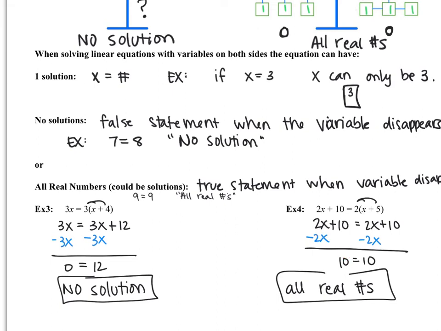My variables disappeared, but this time I have a true statement because 10 and 10 are equal, which means all real numbers, which means that x can be anything. Which also kind of makes sense because here I have 2x's and 2x's, and on both sides I'm adding 10. So no matter what x is, this equation will also be balanced. It's really important with these type of equations that you balance your variables before trying to balance your numbers.